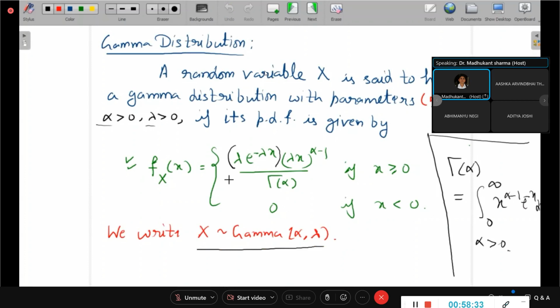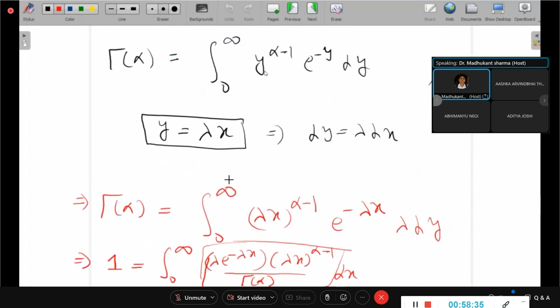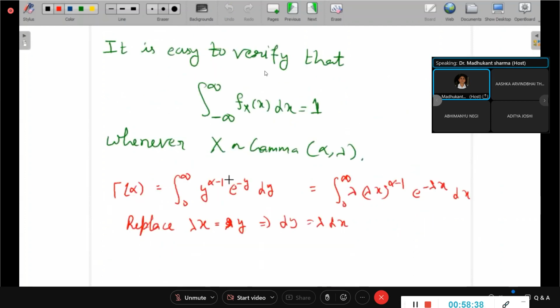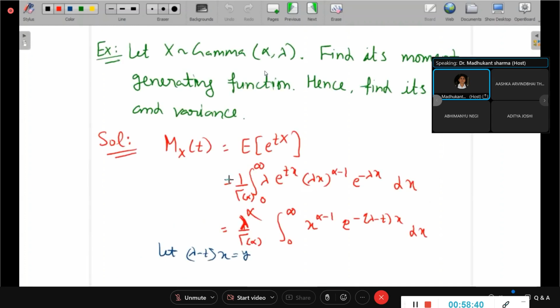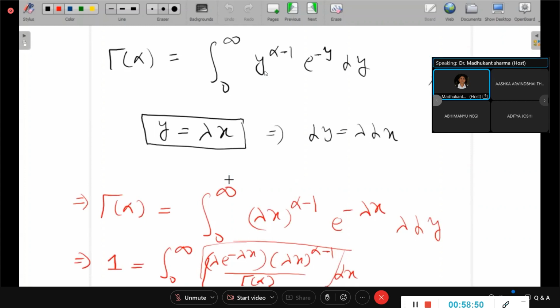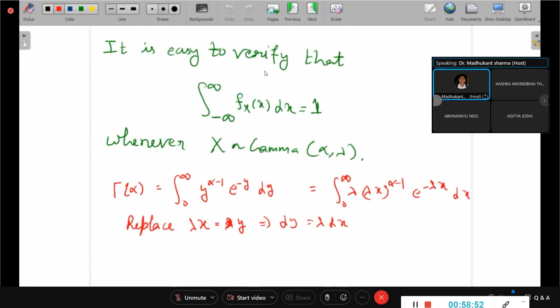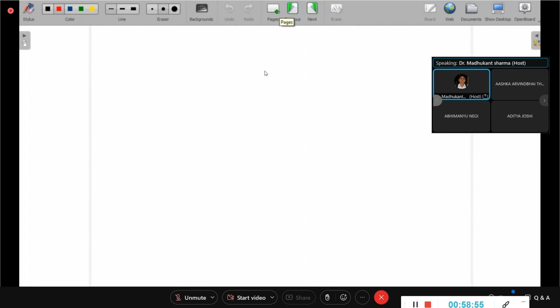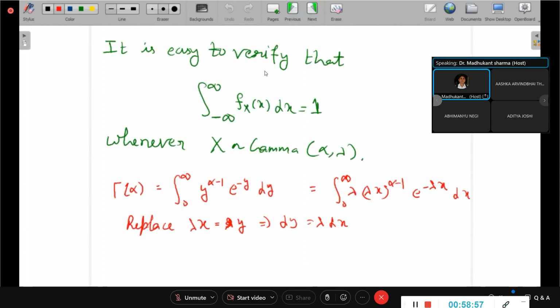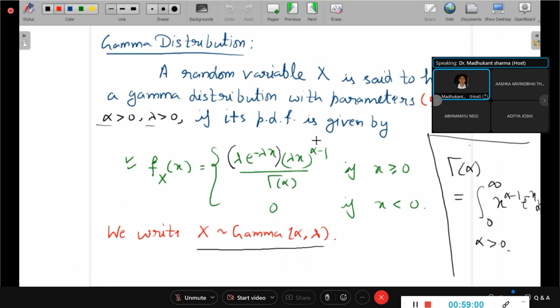Okay, now let's try to find out its moment generating function, and we will see how it is. It is very simple to follow from here that alpha equals 1 will give you the exponential distribution, right?